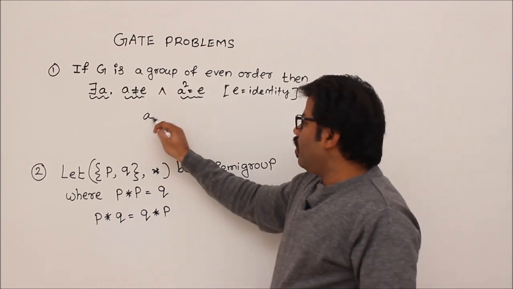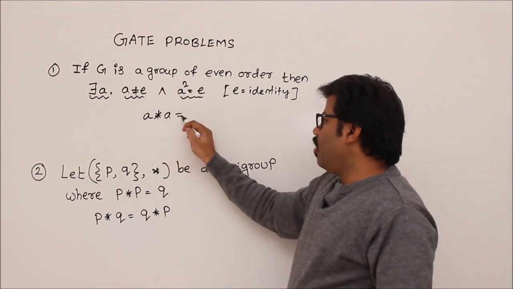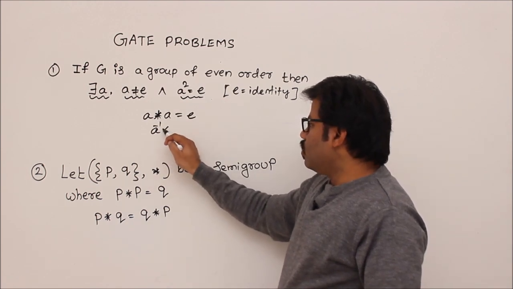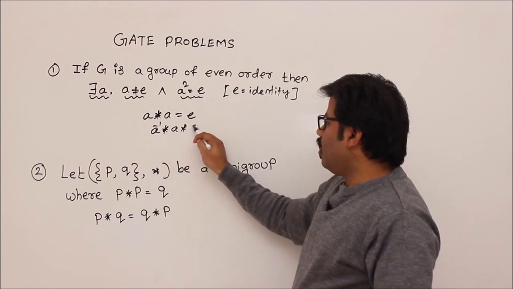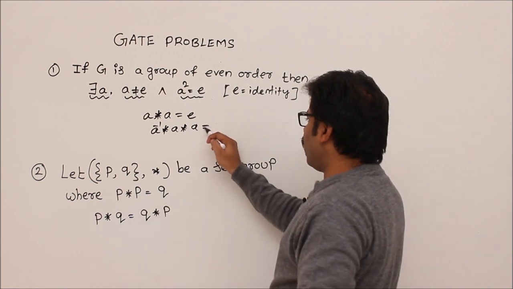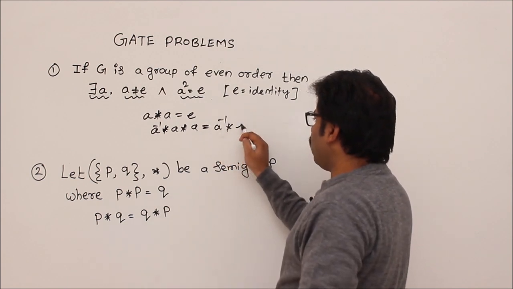What is A square equal to E? Let us try to understand. A square equal to E means A star A equal to E. Then let me apply A inverse here, so that A inverse star A equal to E star... I mean, on the left side we are applying, right? Here also we have to apply on the left side: A inverse star E, correct?